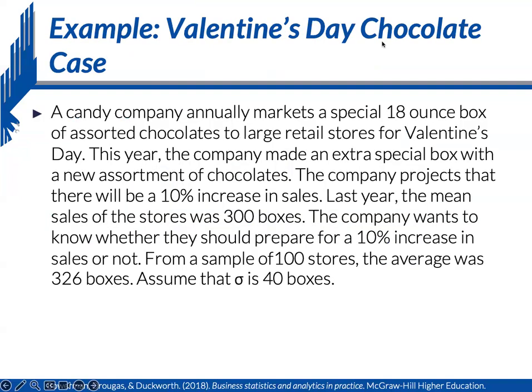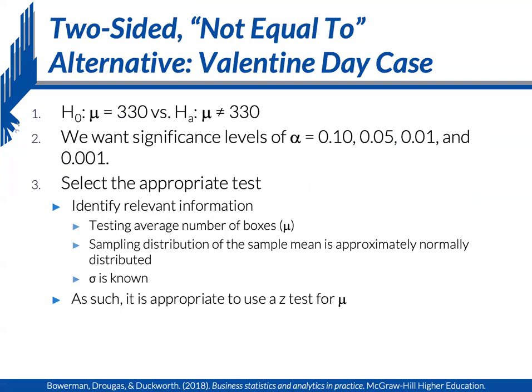Finally, for a two-sided not equal to alternative, like the Valentine's Day chocolate case, we've identified earlier that the null and the alternative hypotheses are the following. We will use the same values for alpha, 10, 5, 1, and 0.1%. And then step 3, we assess if the z-test for the population mean is still the appropriate test.